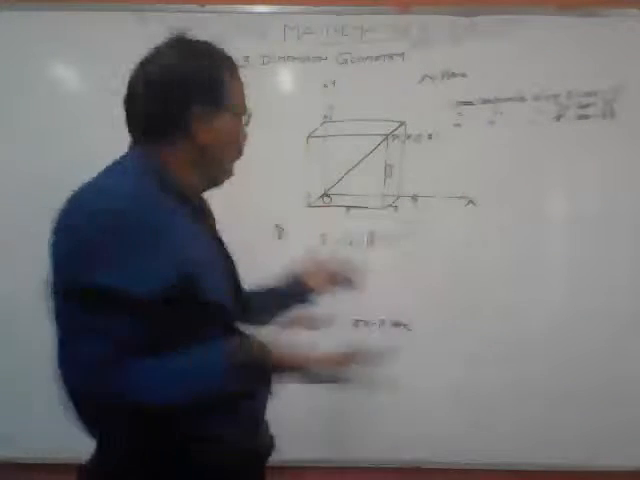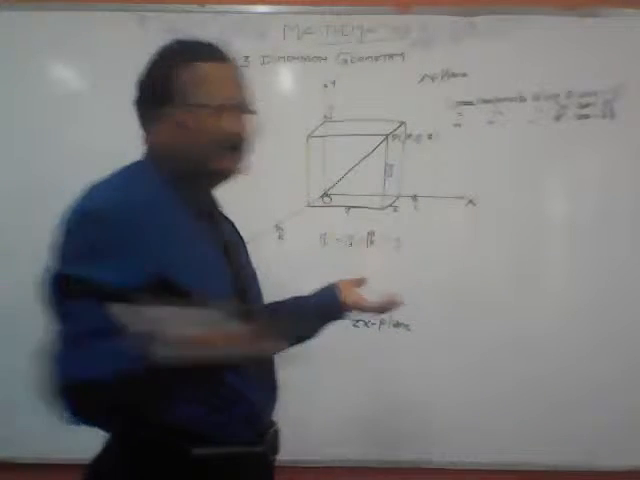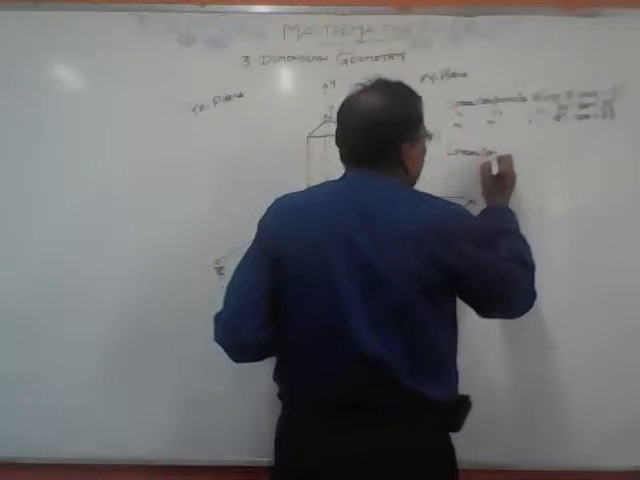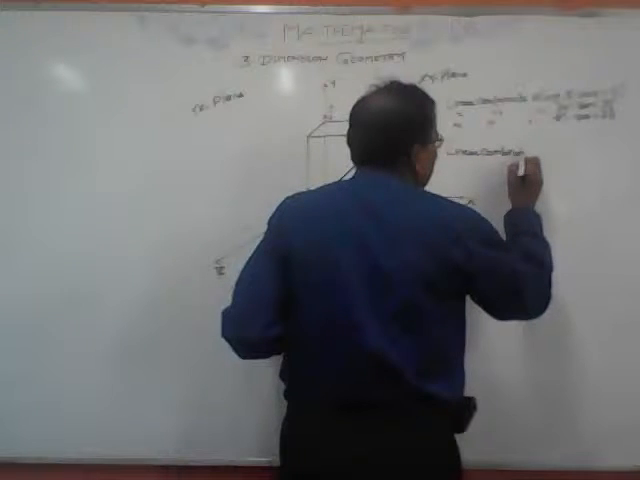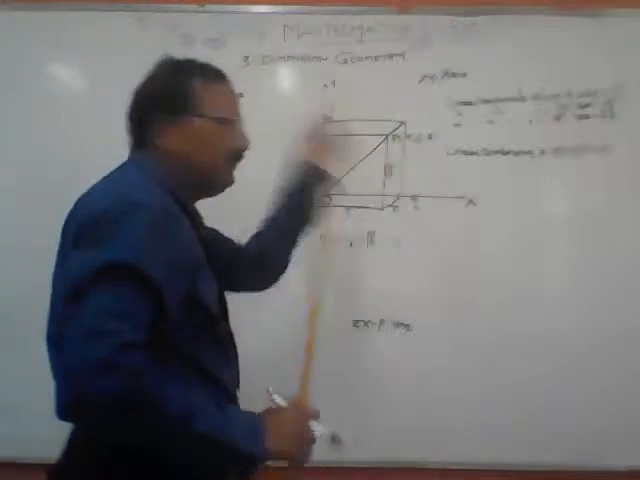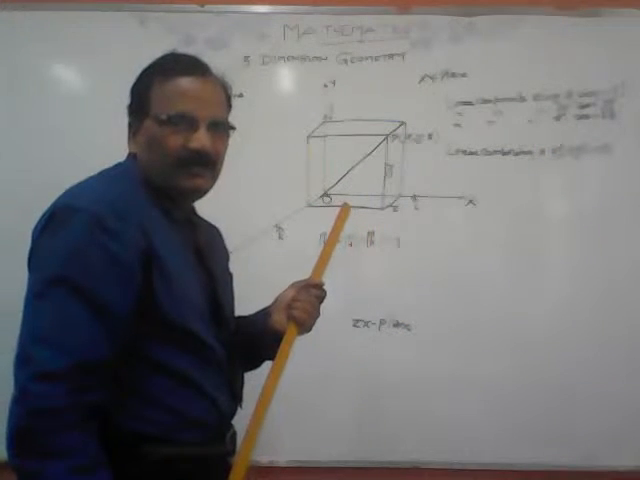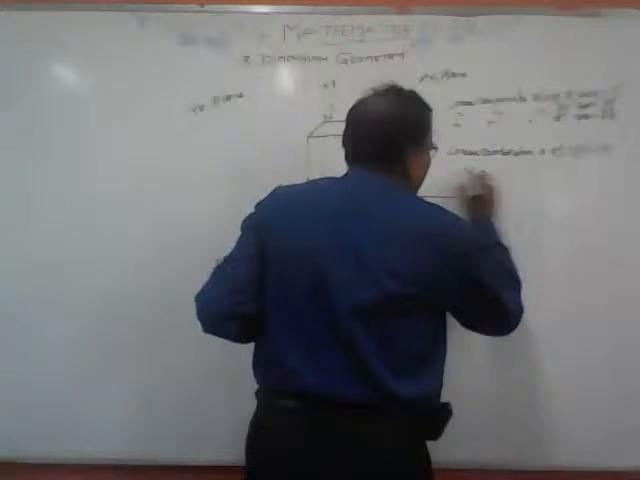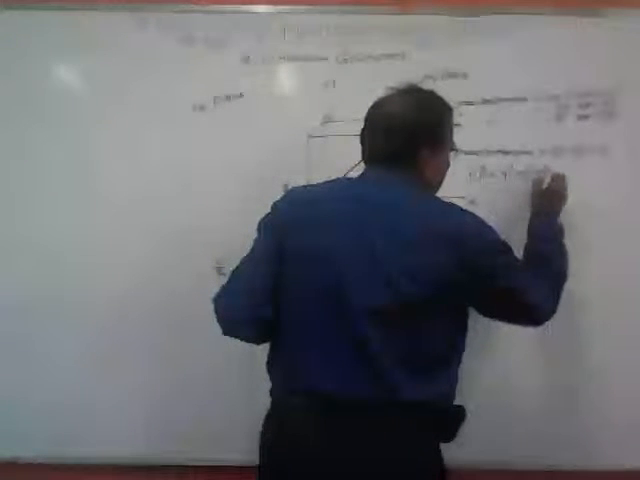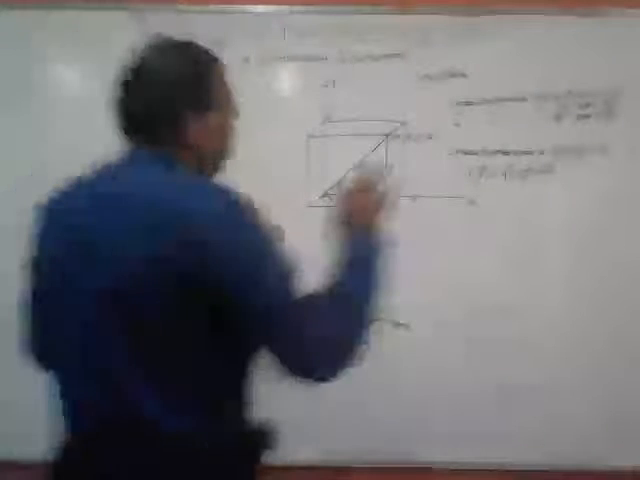So the linear combination, the vector representation of the point P in space, is OP equal to x i cap plus y j cap plus z k cap. This is the first thing.